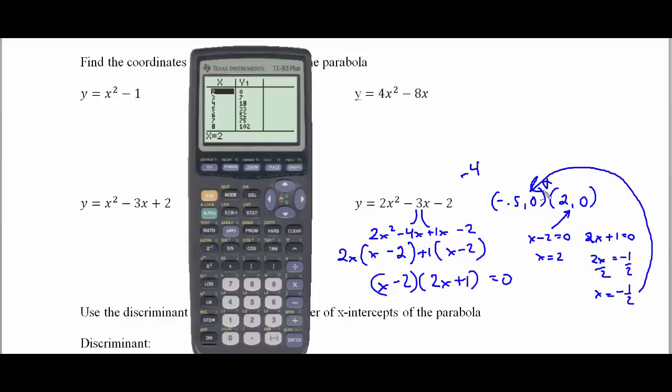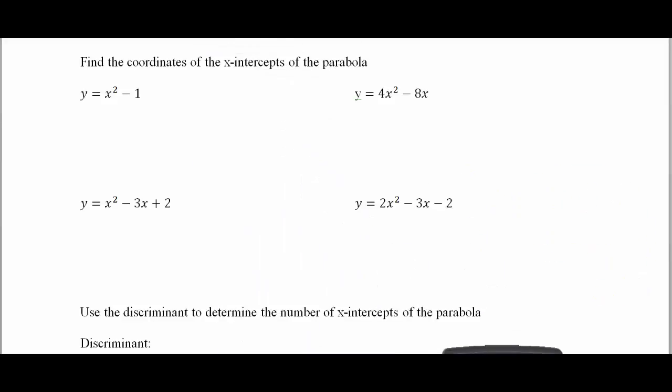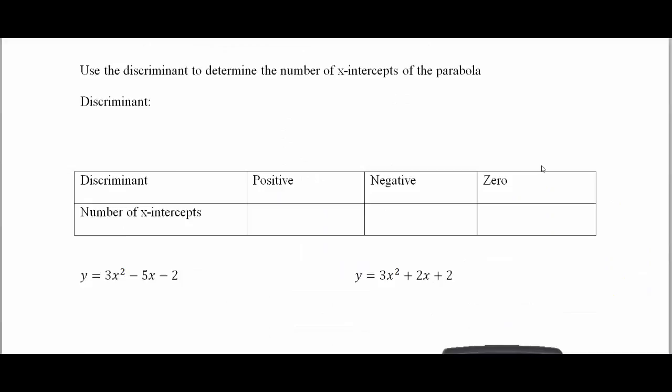So whether you want to use graphing or the quadratic formula or factoring, you'll be able to easily find the zeros of the equation, and then you're going to write them in x-intercept form. So we're going to take a little break from this for right now. We're going to actually go to this part of this worksheet I've created.